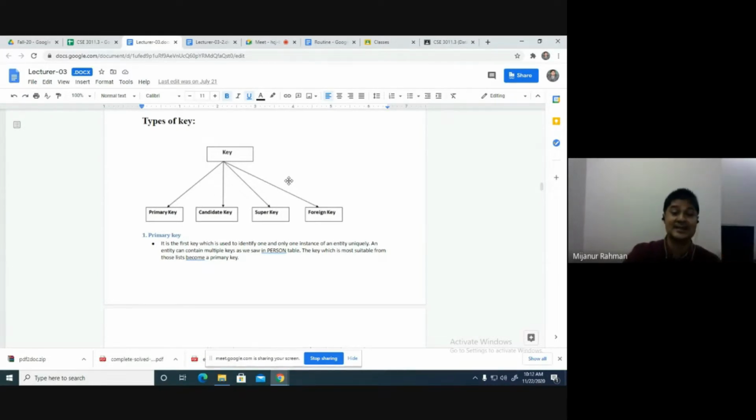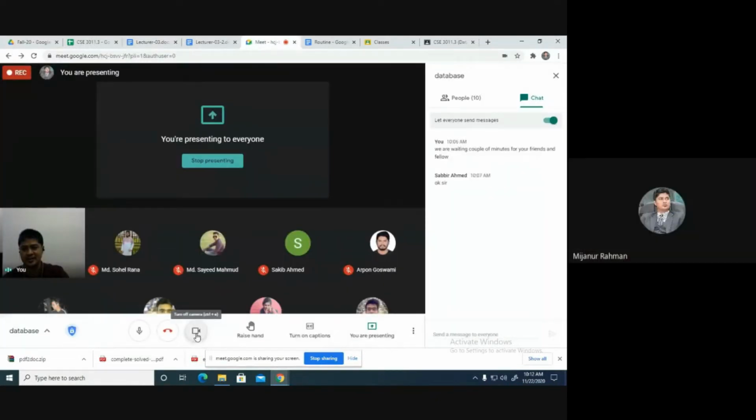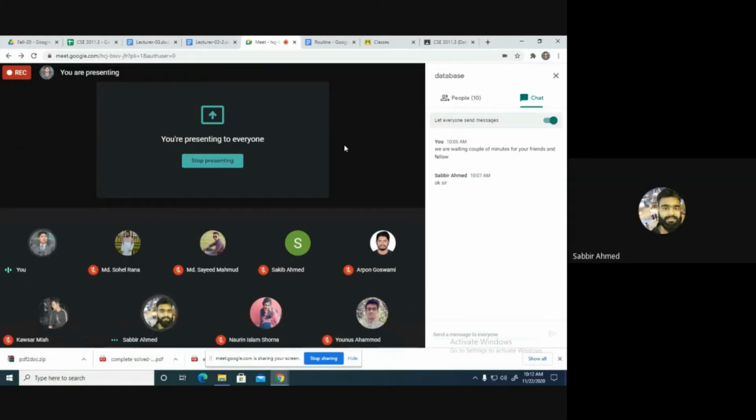Yes, these are the keys. So there is more than one key. So more than one key could be the primary key. But if you choose one key from the candidate keys, that is the primary key, right? So yeah, primary key is always one. Candidate key is more than one, as well as super key is more than one.